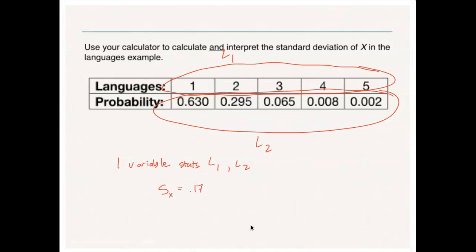And the interpretation is if we randomly selected many students, we would expect any one student to deviate from the mean by about 0.17 languages.